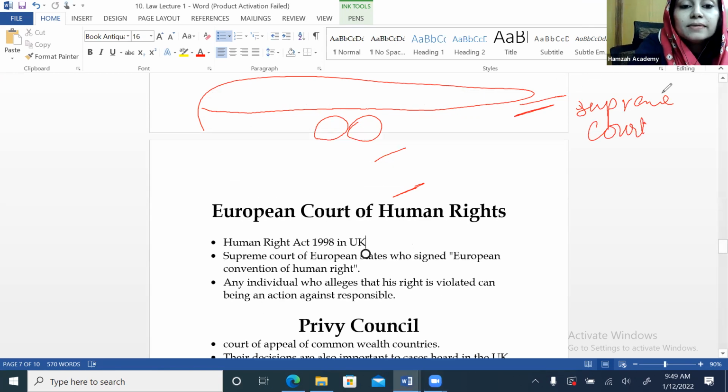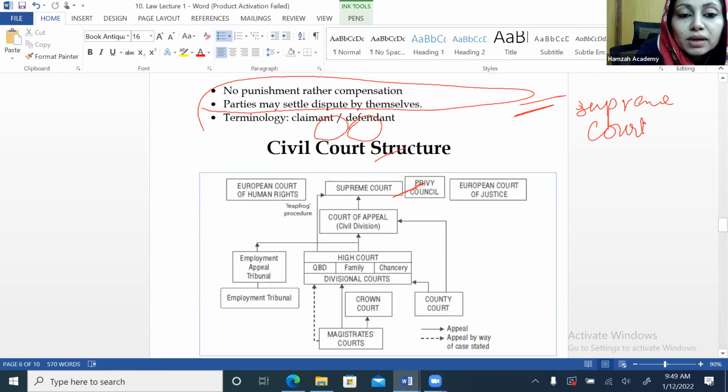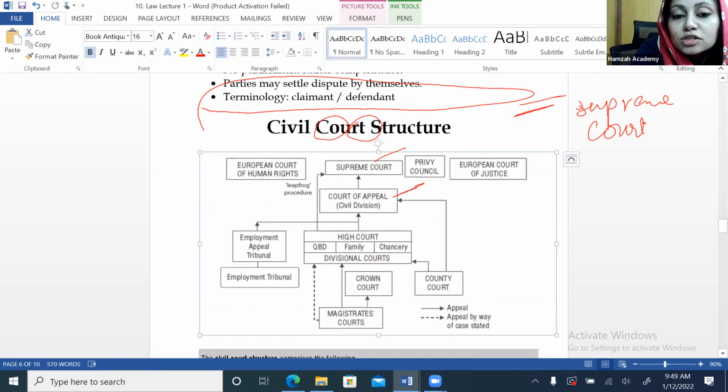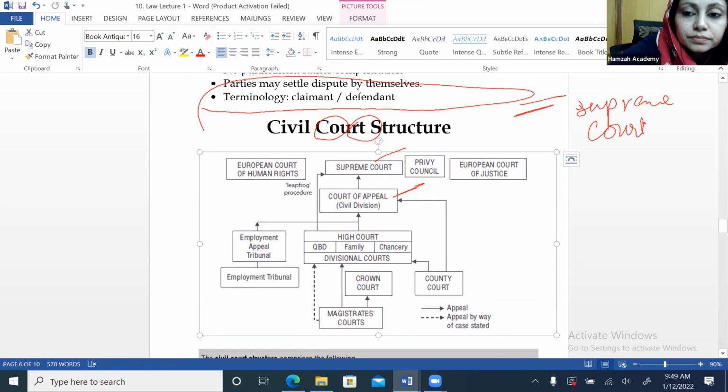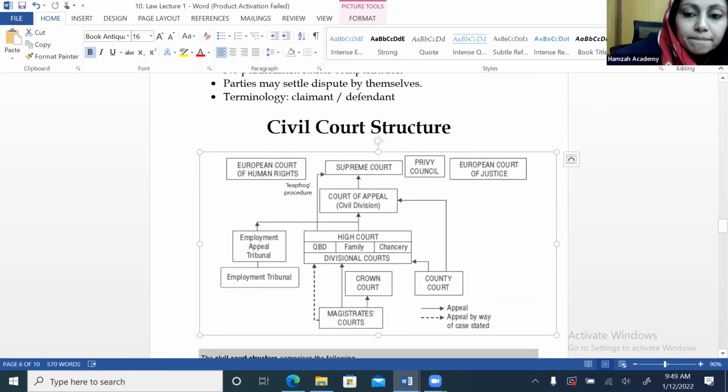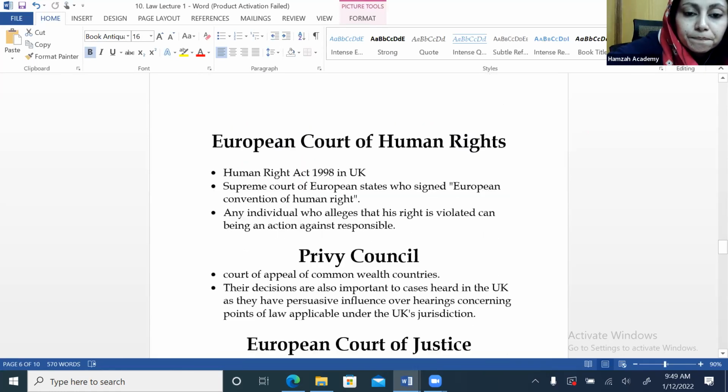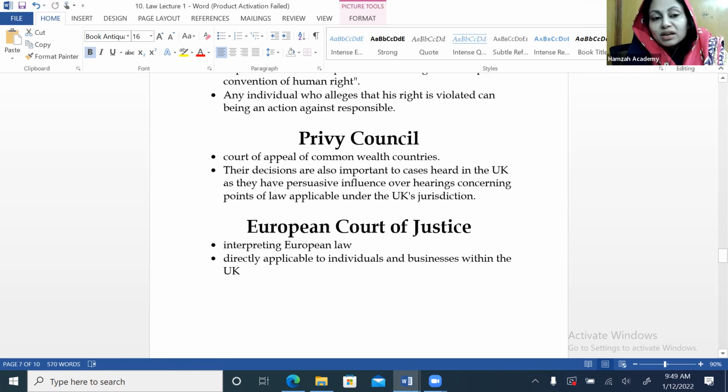So you can see the European Court of Human Rights works equivalent to the Supreme Court. Then next is the Privy Council, the Court of Appeal of Commonwealth countries. Their decisions are also important to cases heard in the UK, as they have persuasive influence over hearings concerning a point of law applicable under the UK's jurisdiction.